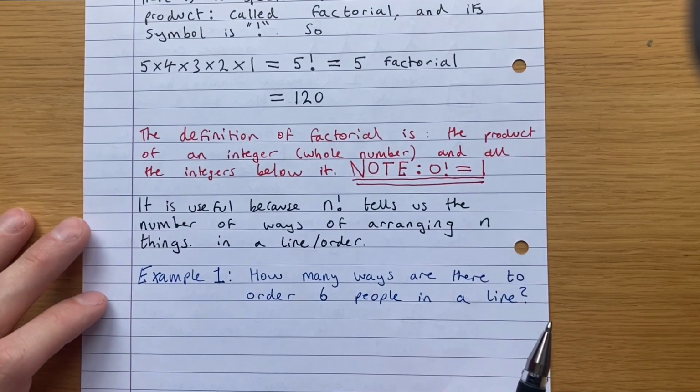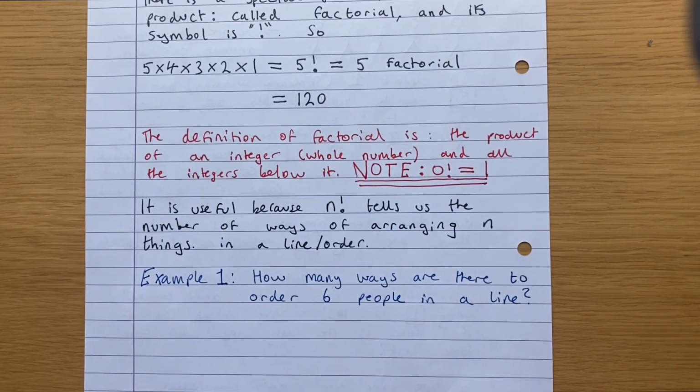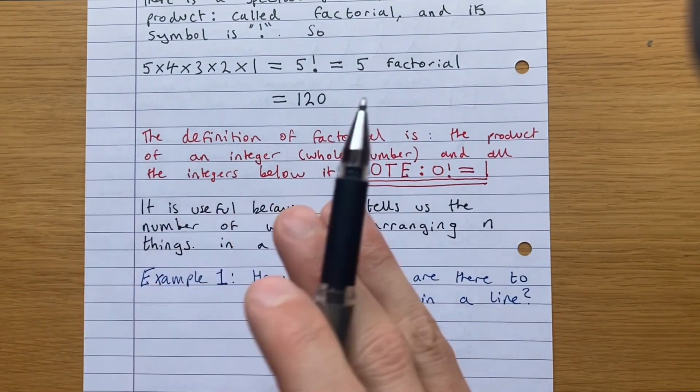The proper definition is the product of an integer, which is just a whole number, and all the integers below it. A quick note here, 0 factorial is 1. Seems kind of strange, but yeah, that's the thing to remember. 0 factorial is 1, but any other factorial, so 1 factorial would just be 1. 2 factorial is 2 times 1. 3 factorial is 3 times 2 times 1.